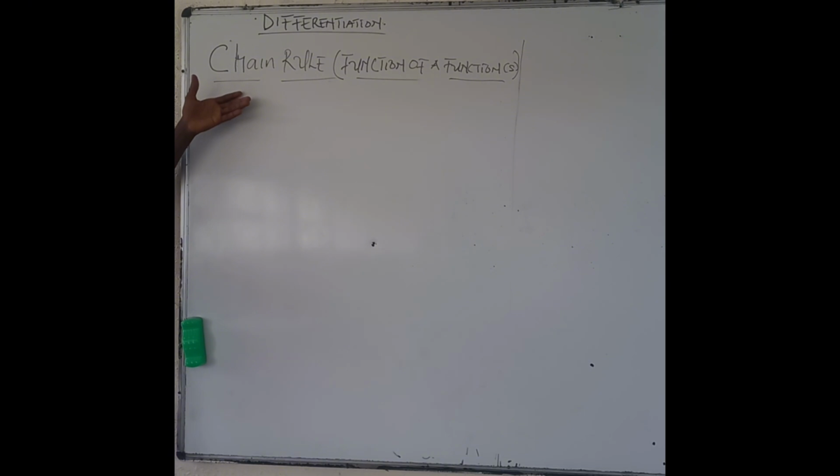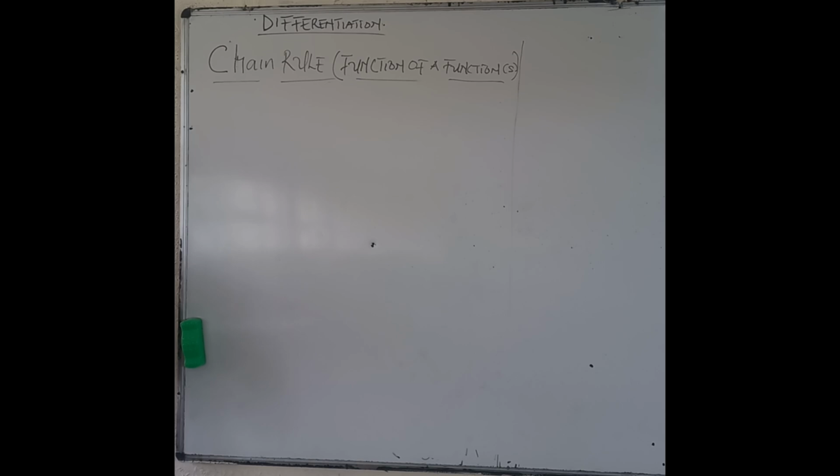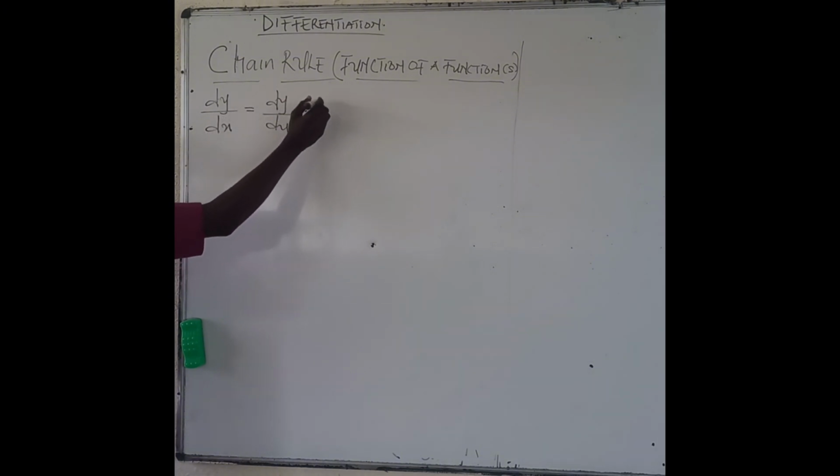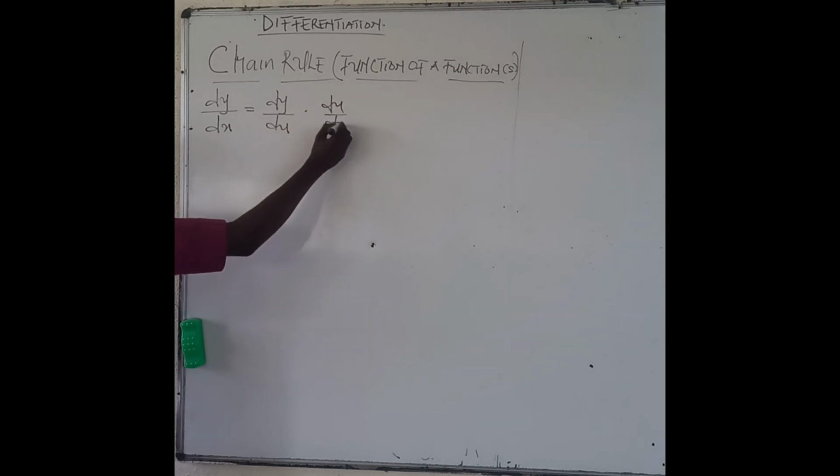Today we are going to be dealing with the chain rule. What do you understand by chain rule? Chain rule can simply mean functions of a function. When you have a function inside another function, the formula for chain rule is given as dy over dx is equal to dy over du multiplied by du over dx.